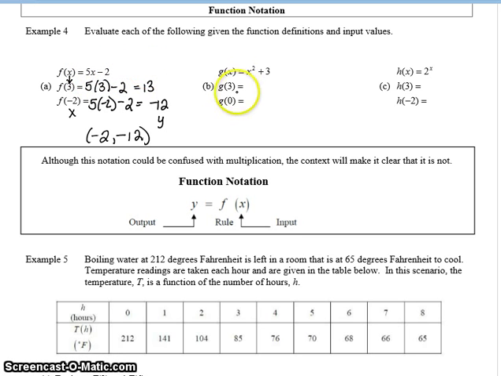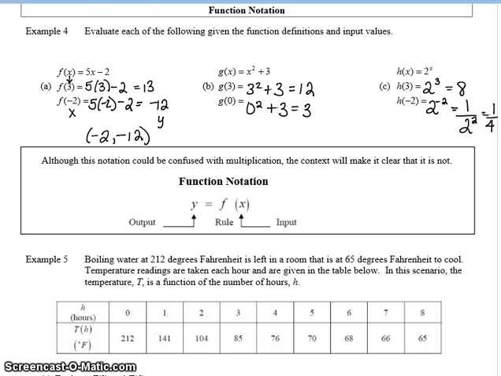Okay, for part B, find g of 3. So you're going to go 3 squared plus 3, apply your order of operations, and I get 12. Okay, g of 0, 0 squared plus 3, I end up with 3. Part C, h of 3, 2 raised to the 3rd power is 8. And then 2 raised to the negative 2. Remember, for any negative exponent, you rewrite it as 1 over the positive exponent. So that's a quarter. Okay, your calculator can help you evaluate these as well.